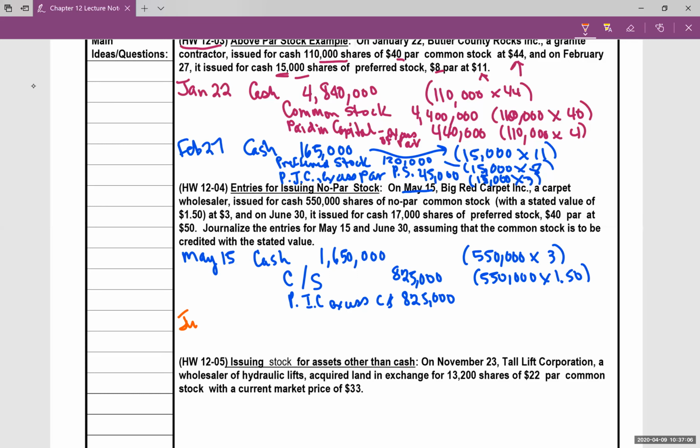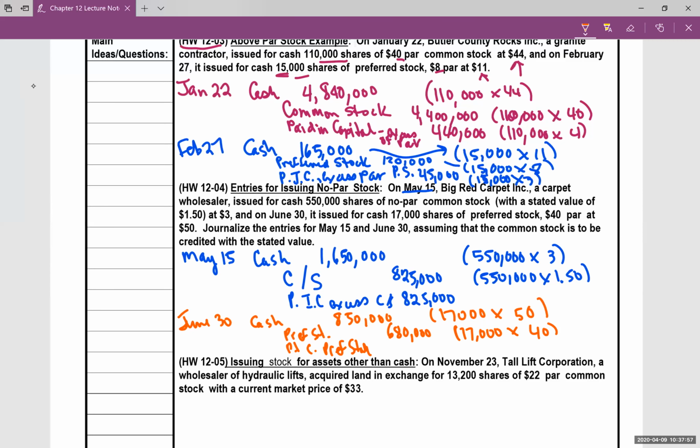Now let's do the June 30th. June 30th, cash received. The amount is going to be 850,000. The calculation on that is 17,000 shares of stock times the selling price at 50. You're going to credit your preferred stock. That amount is going to be 680,000. That is your 17,000 shares times your par value of 40. And then you can either do the difference of this, but it goes into that paid in capital preferred stock account. Okay, and the amount is 170,000.